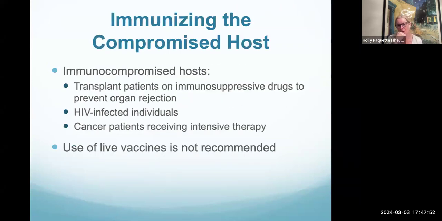One of the things that I do want you to keep in mind, though, is that we do have to be careful with people who are immunocompromised. So humans that are immunocompromised, whether they're transplant patients who are taking immunosuppressive drugs, or maybe they're HIV infected individuals, or often cancer patients, we don't use any of the live attenuated vaccines. We only use the dead or inactivated because we don't want somebody who has a compromised immune system to possibly get an infection.